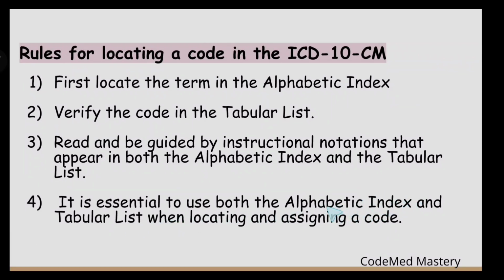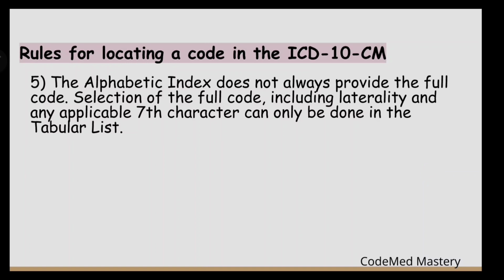We should never assign a code just by looking at the alphabetic index. We have to always verify it in the tabular list. So why do we have to always verify the code in the tabular list? That is because the alphabetic index does not always provide the full code. Selection of the full code including laterality and any applicable 7th character can only be done in the tabular list.